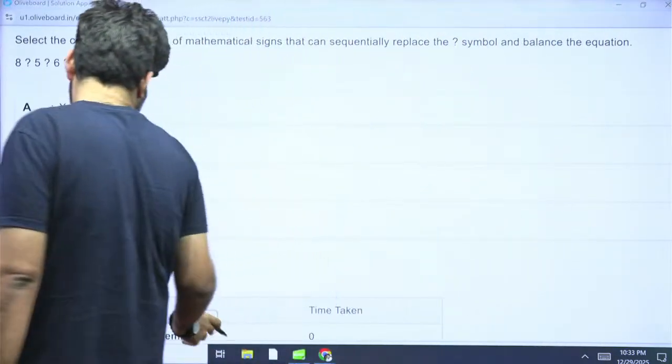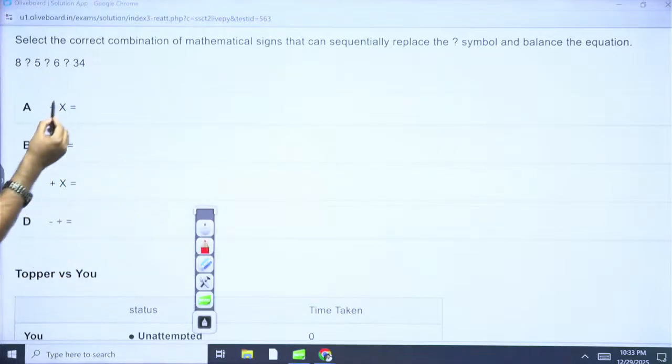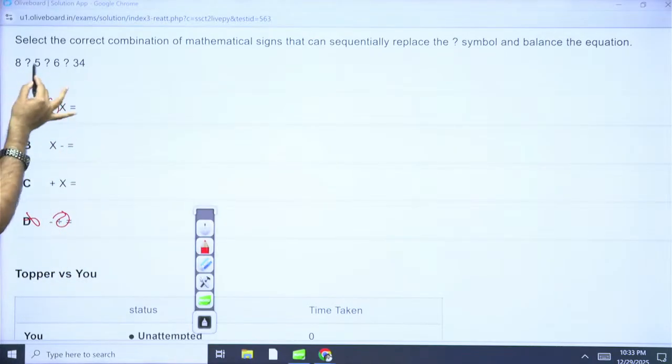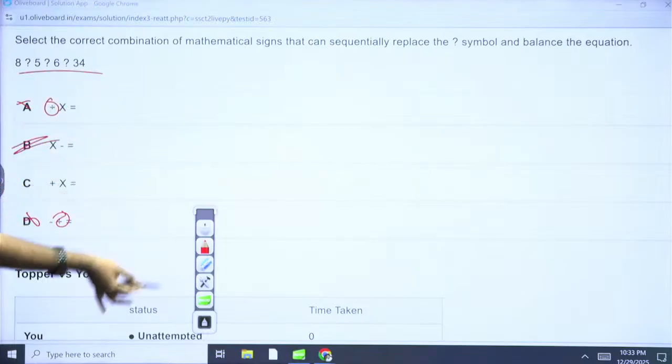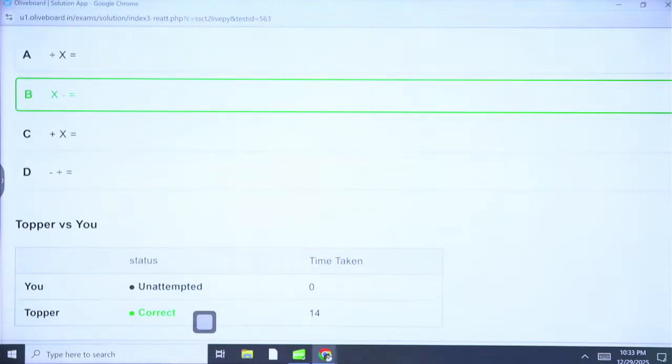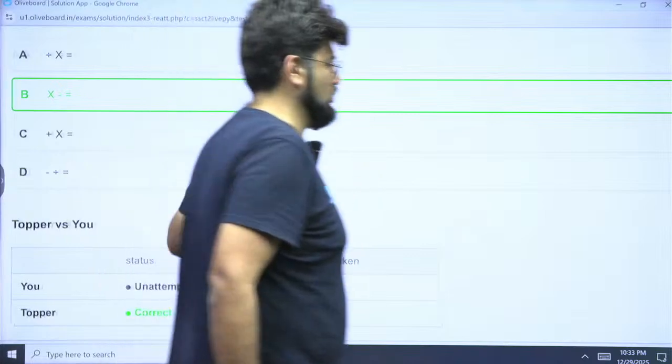Okay, what needs to be put here? Just look at this. Division is not going to work anywhere. So this is a failed attempt. Now, 8 into 5, 40 minus 6 is 34. Option B is the correct answer. Partial solving, instant answer. 14 seconds. Wonderful. That's the time we are looking for.